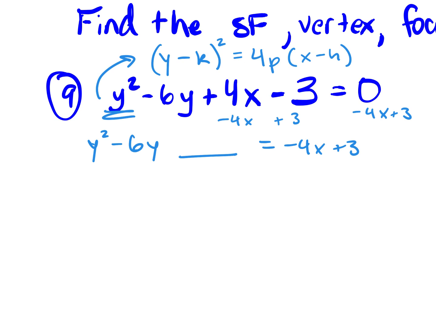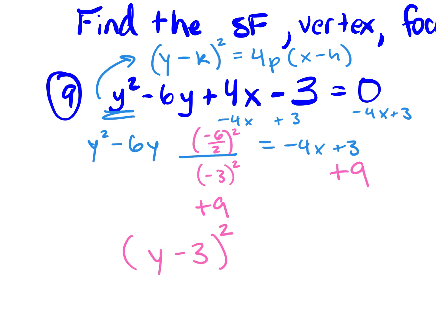How do I complete the square? B over 2 squared. So this would be negative 6 over 2 squared, so negative 3 squared. What am I adding on the left side? Adding 9. So I have to add 9 on the right side too, because x isn't squared. So what goes into my parentheses squared? Y minus 3. Perfect. It's what's squared here and what's squared here.